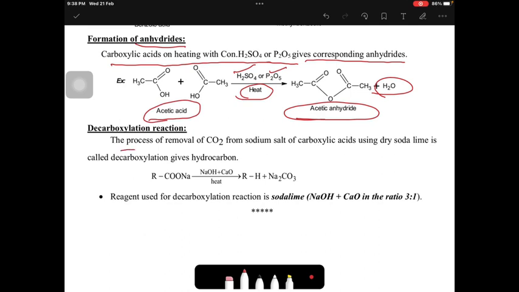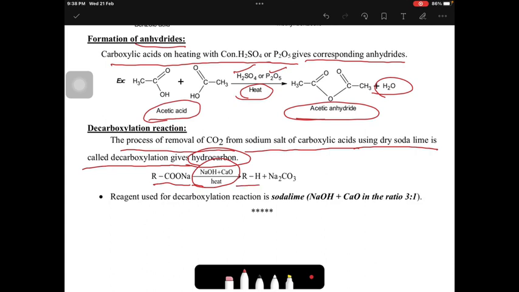Decarboxylation. The process of removal of carbon dioxide from the sodium salt of carboxylic acid using dry soda lime is called decarboxylation. It gives a hydrocarbon. The sodium salt of carboxylic acid upon heating with soda lime gives the respective hydrocarbon. Here the mixture of NaOH and CaO is known as soda lime. The ratio must be 3:1.